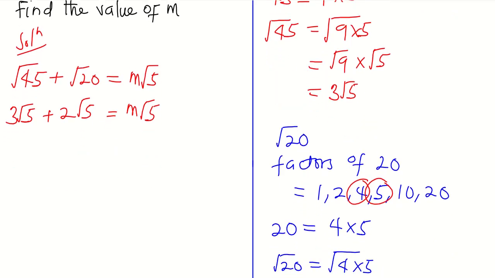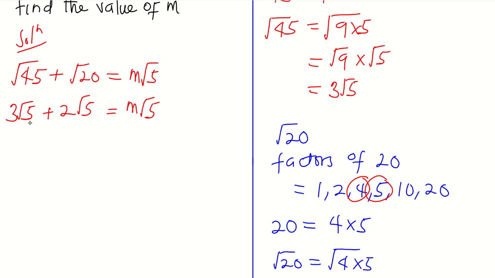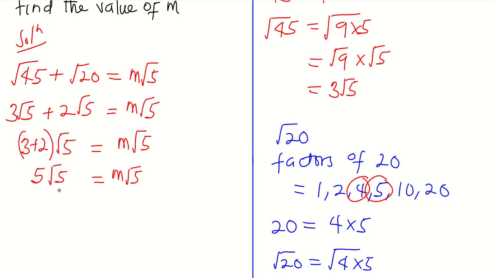Now with this, we can see that we can add the coefficients of the set since they all have the same radical sign, or the radical number, square root of 5. It means we can now add 3 plus 2, whole square root of 5, and at the end we have m square root of 5, which implies that we have 5 square root of 5 to be equal to m square root of 5.